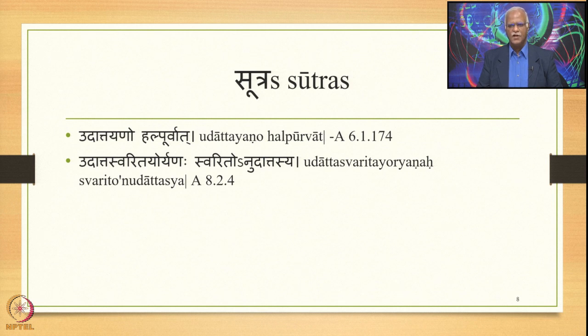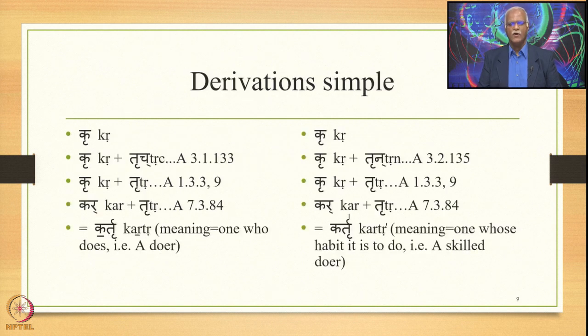In this particular lecture, we shall focus on these two sutras, which are primarily the internal yan sandhi based sutras dealing with accent. The first one is 6174 udatta yano halpurvat, and the second one is 824 udatta swarita yoho yanaha swarito anudattasya. Let us look at the meanings of these sutras and the examples in detail. First of all, let us try to study two derivations, one of which would be the example of these two sutras and the other one would be the one for contrast.